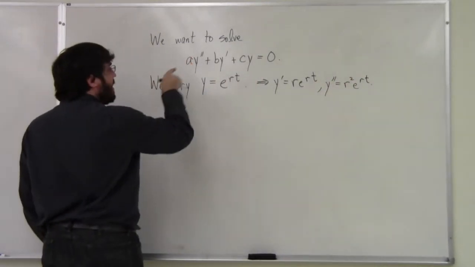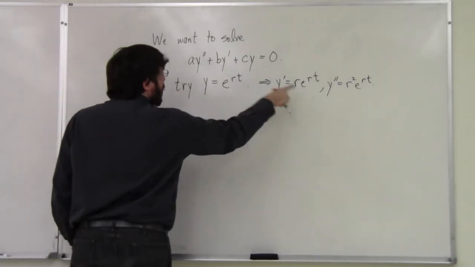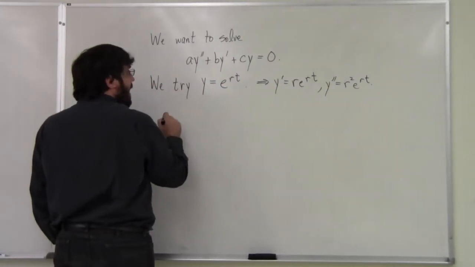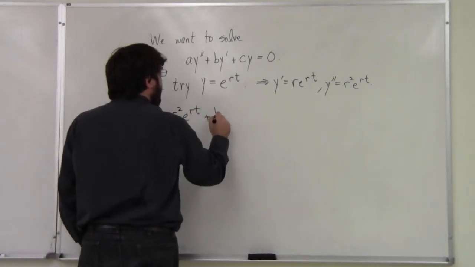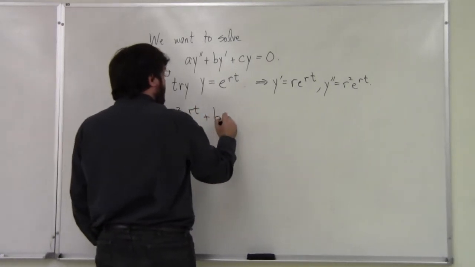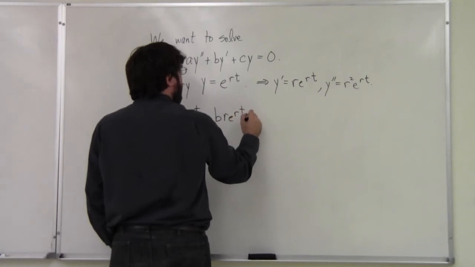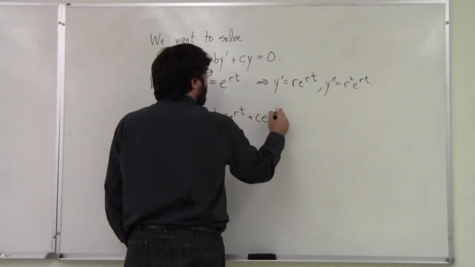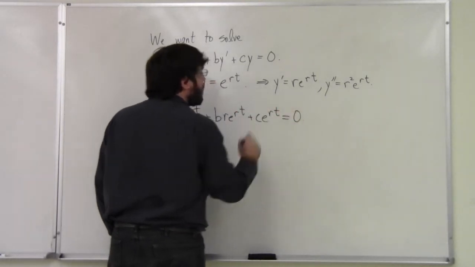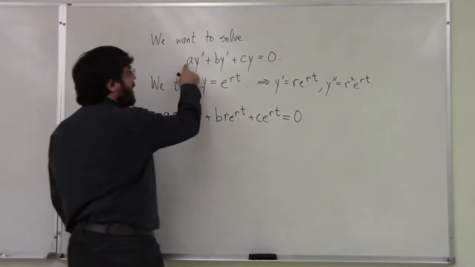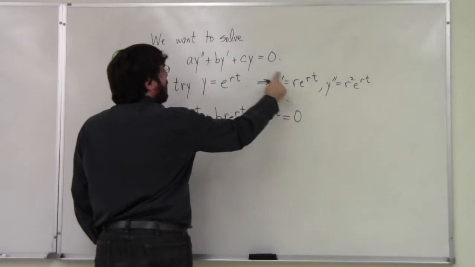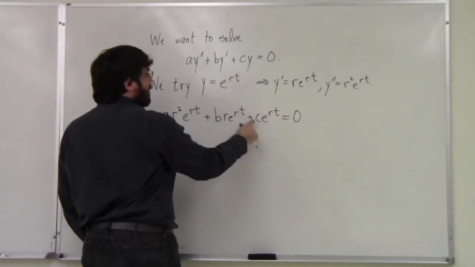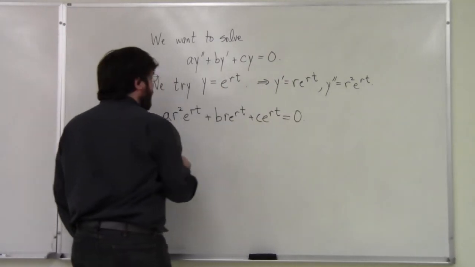Okay? So we plug y' and y'' in, we get ar^2 e^(rt) + bre^(rt) + ce^(rt) = 0. Right? So I had ar^2 e^(rt) + bre^(rt) + ce^(rt), and that equals 0.